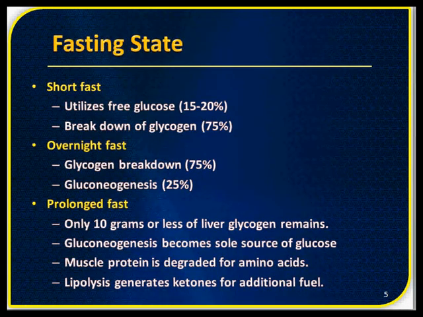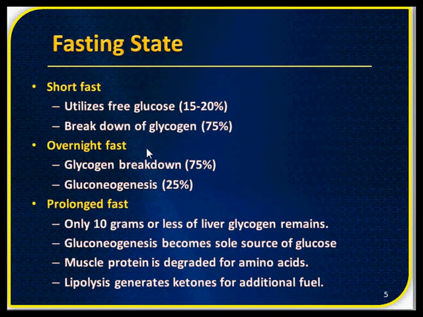So let's say that we are in a fasting state. Fasting can be a short fast of around 4 or 5 hours, which is what we normally do between meals, an overnight fast, or a prolonged fast. In the short fast, the body utilizes the free glucose available in the bloodstream for up to around 20%. The remaining 75% of the need is met by the breakdown of glycogen from the liver.